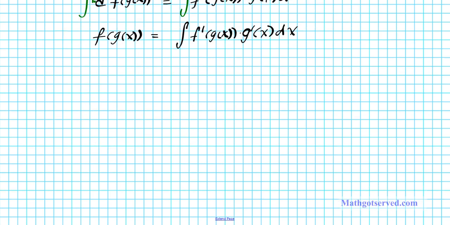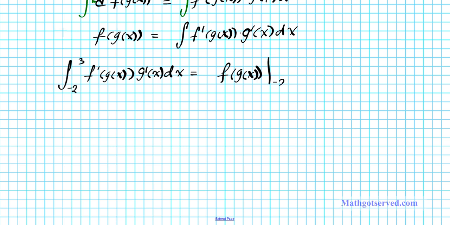So the problem asks us to find the definite integral from -2 to 3 of f prime of g of x times g prime of x. So the antiderivative of the derivative of a composite function is the composite function f of g of x evaluated at its limits of integration -2 to 3. Alright, so using FTC part 1, we're going to plug in the limits of integration. We have f of g of 3 minus f of g of 2, I'm sorry, -2.